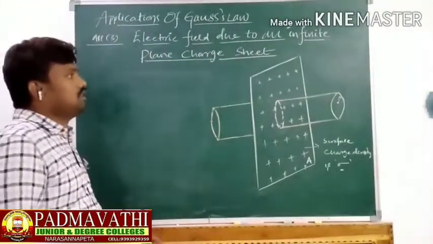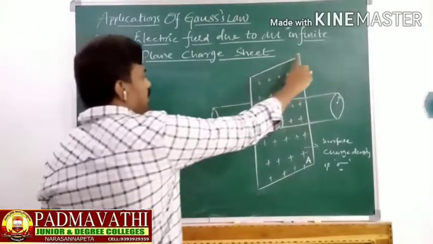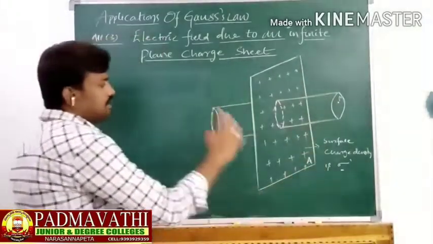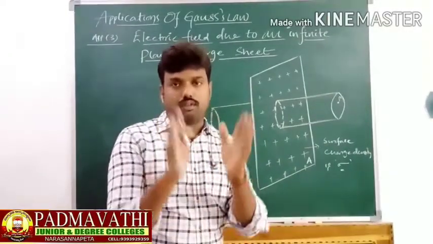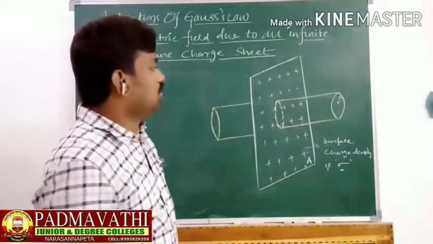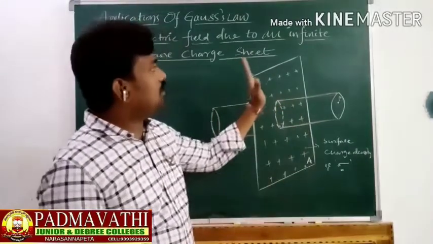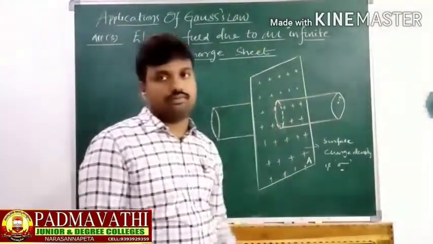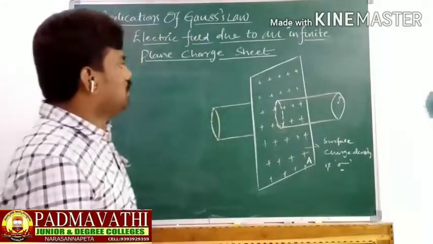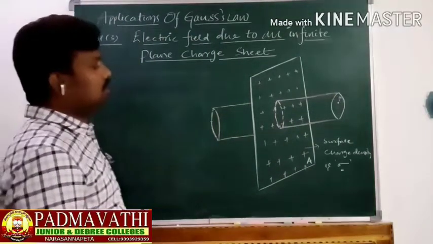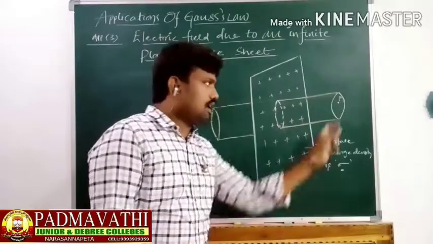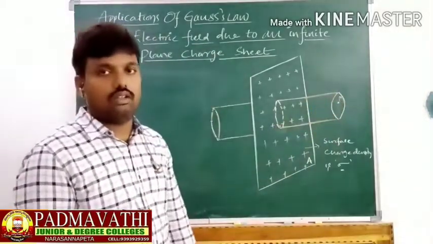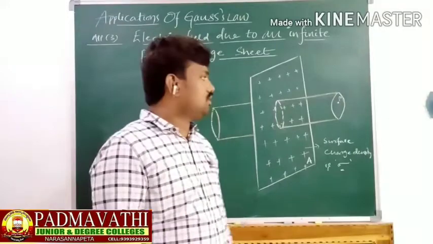So for that purpose, I am going to take a charge sheet like this. It was charged on either side, so totally it was charged. Now because of this, we want to find the electric field. So for that purpose, I am going to take a point P. At point P, I want to determine the electric field intensity.